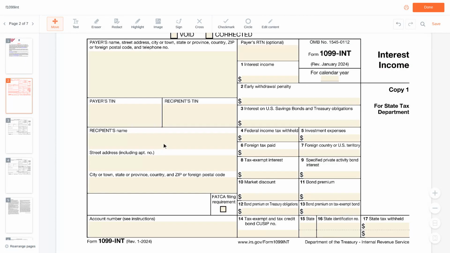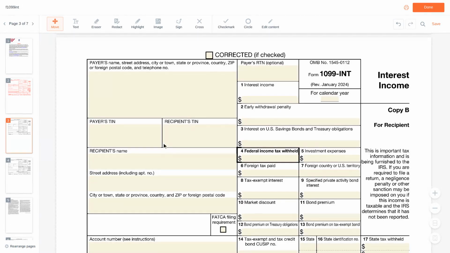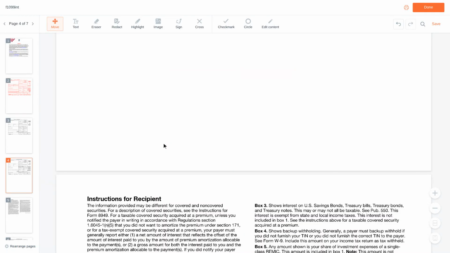Box 1 shows ordinary interest earned on savings accounts, money market accounts, certificates of deposit, and similar accounts. Box 2 shows early withdrawal penalties if you cashed out a CD before maturity. Box 3 shows interest on U.S. savings bonds and Treasury obligations, which is taxable federally but exempt from state and local tax. Box 4 shows federal tax withheld.